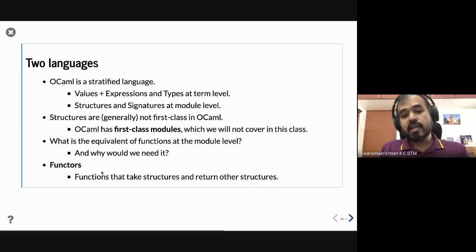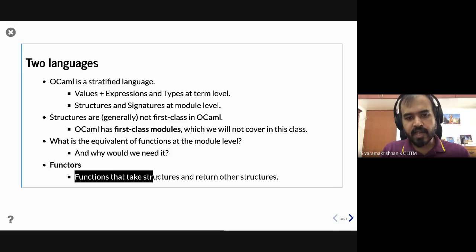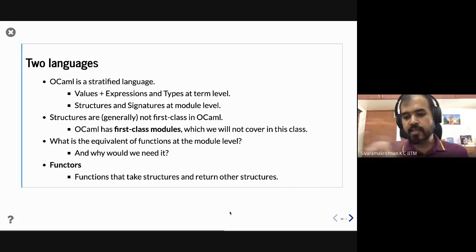Indeed, it turns out that we have a function at the module level, right? And these are known as functors. The keyword is functors. And these are functions that take structures and return other structures, right? So that's the overall idea. You have this thing called functor, which we are going to see next, which takes some modules and returns you some other modules, hopefully adding some value to it, right?